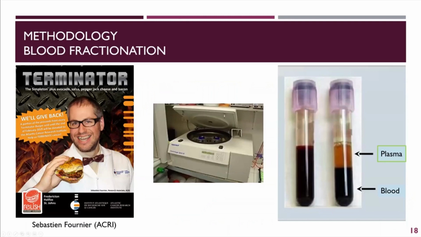So what do you do with that blood? Well, you hand them over to our awesome blood fraction and expert, Sébastien Fournier. Big thanks to him. He's always available to make sure the second we arrive at that blood at the ACRI, that he's there to spin it in this fancy centrifuge machine so that the plasma can be separated from the blood. This is very important because there's a lot in the blood that can react very quickly and kind of dilute the signature that we're looking for.